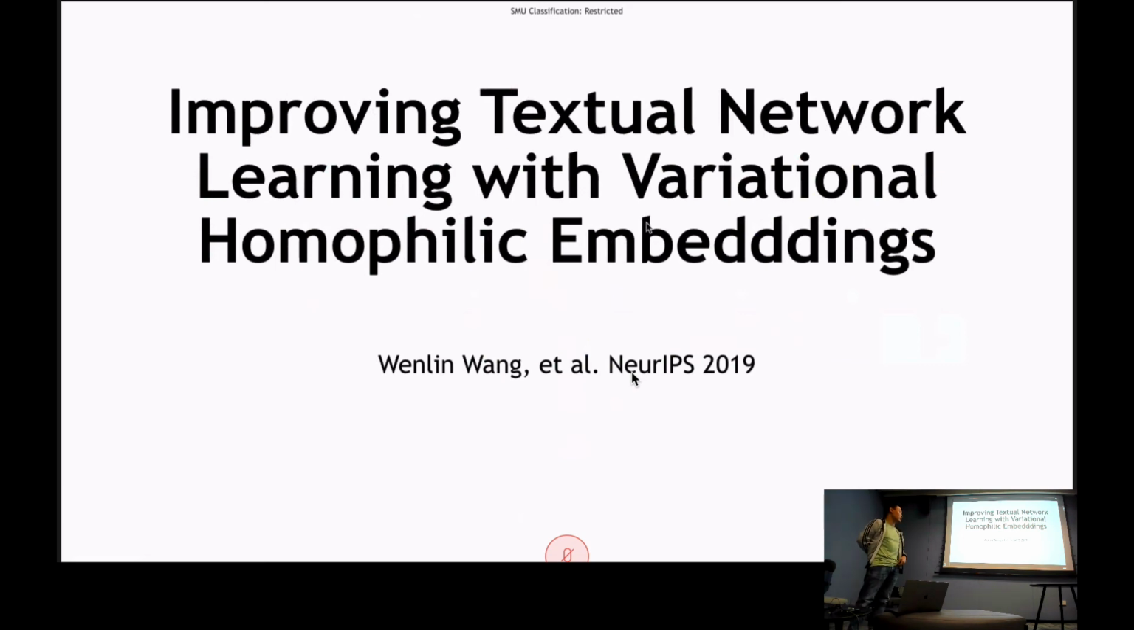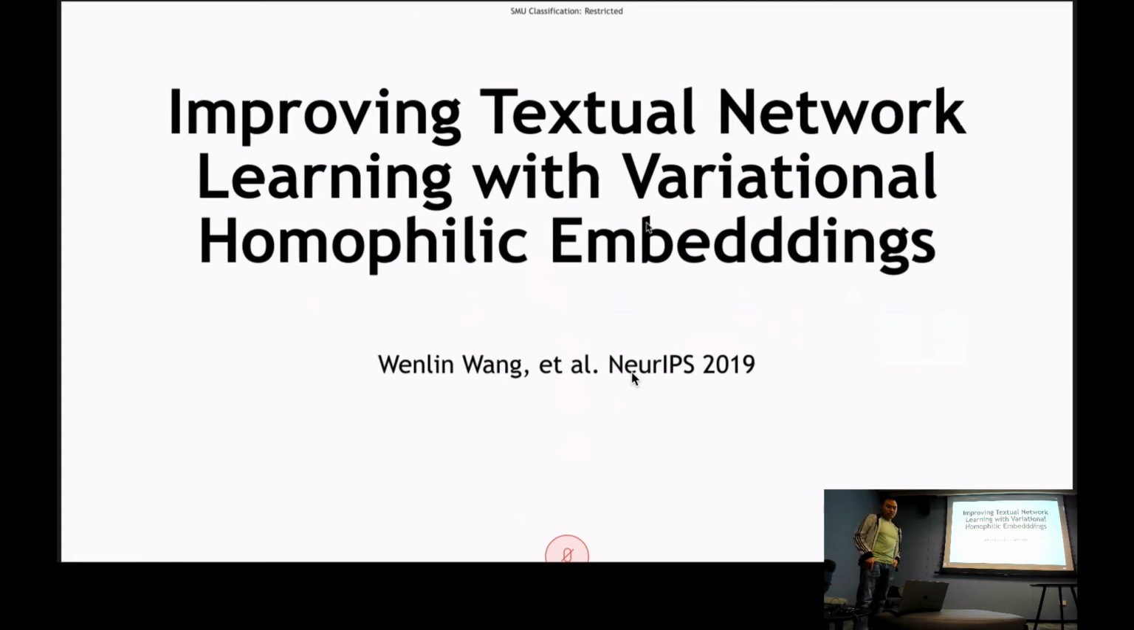Normally when they try to produce a vector embedding for a vertex in a network, they would usually use the edge information between the vertices. But the method proposed in this paper takes into account both the edge information as well as the textual information of each node. And it does this by leveraging a neural network called a Variational Autoencoder.